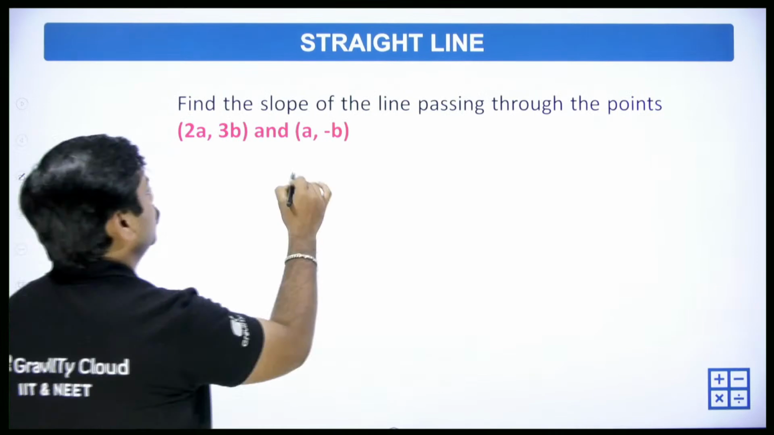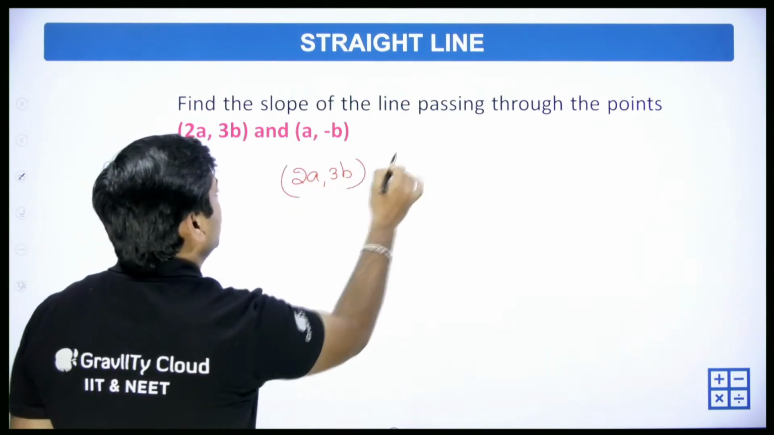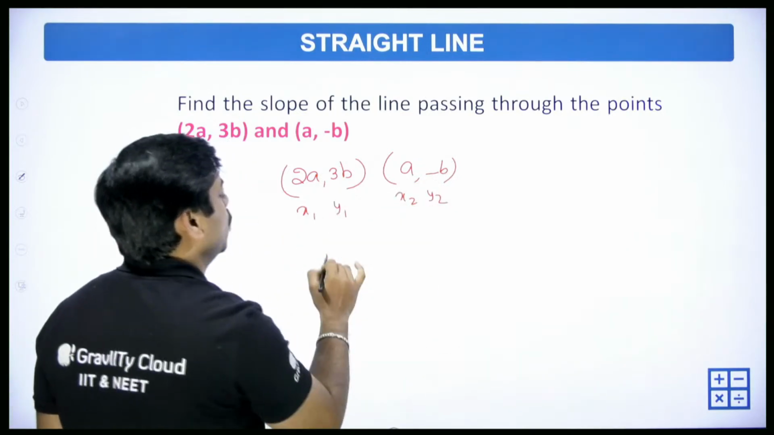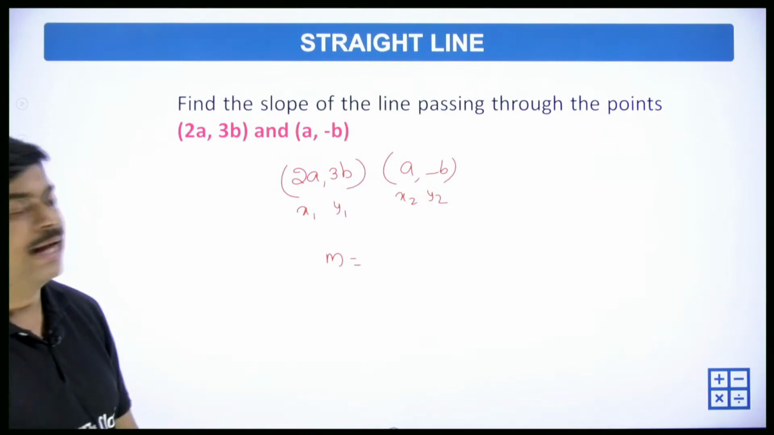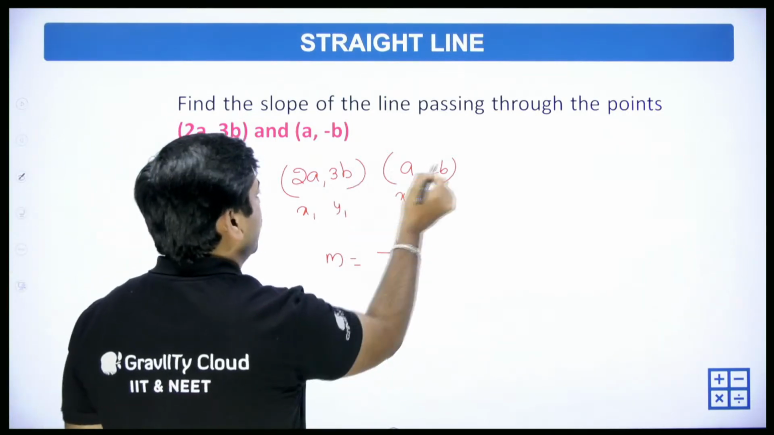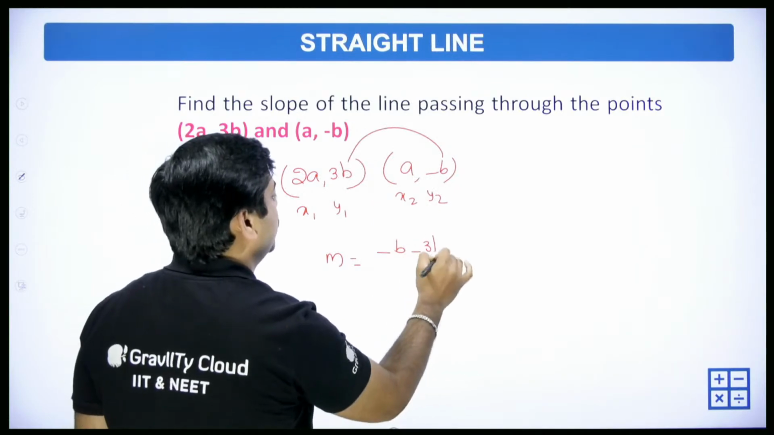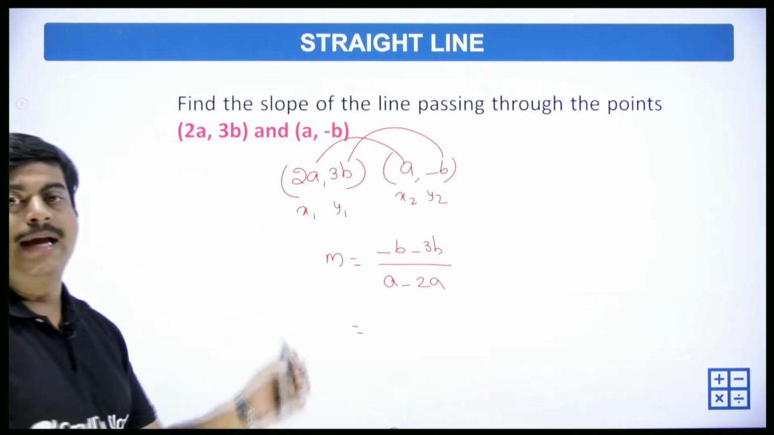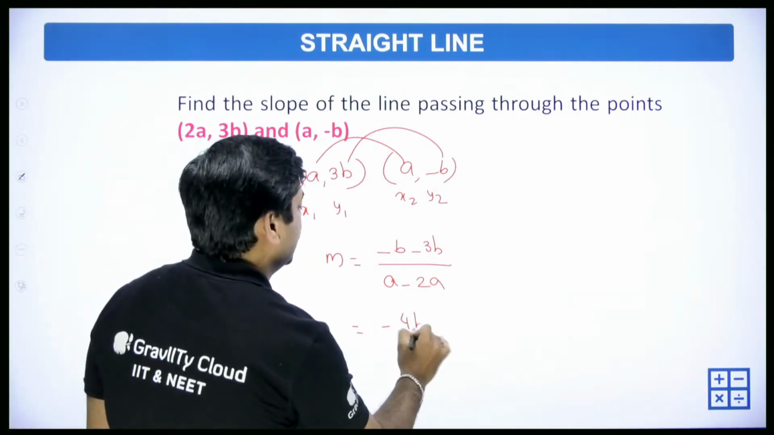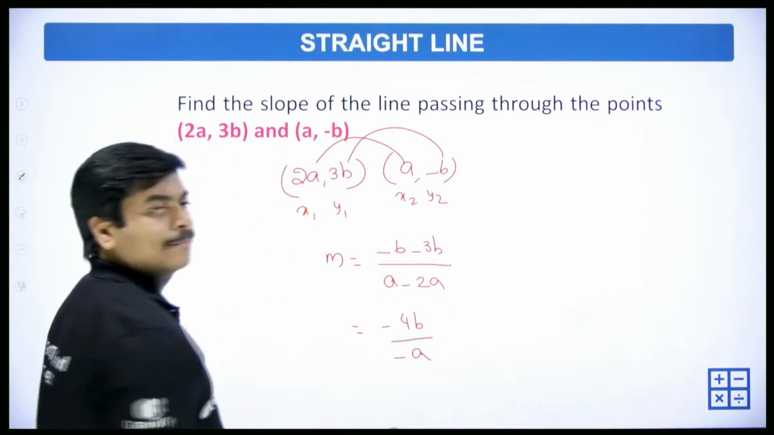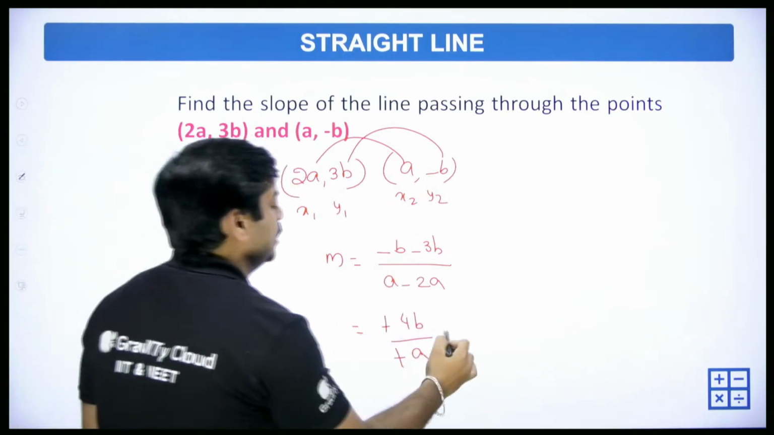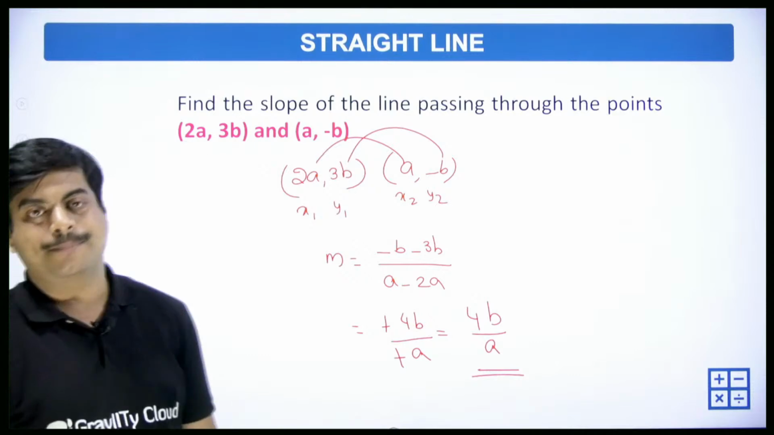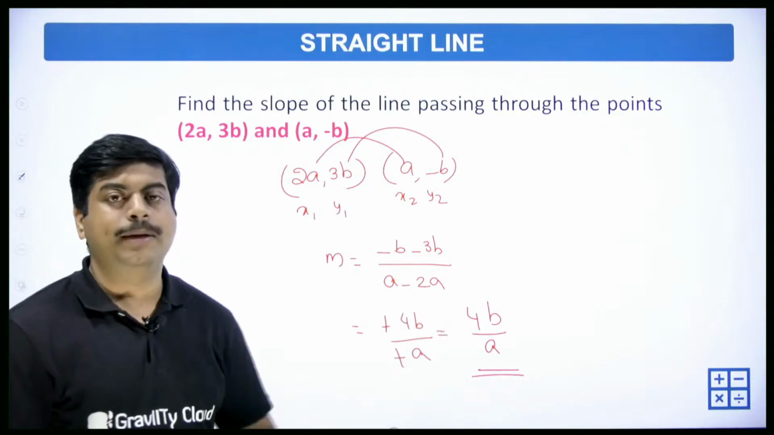Moving ahead, find the slope of the line joining the points (a, 3b) and (2a, −b). Simple: x1, y1, x2, y2. The slope formula is (y2 − y1)/(x2 − x1) = (−b − 3b)/(2a − a). So −b − 3b is −4b, and 2a − a is a. The slope of the line is −4b/a.